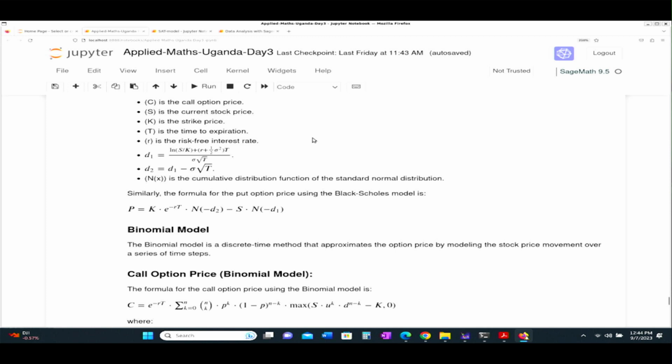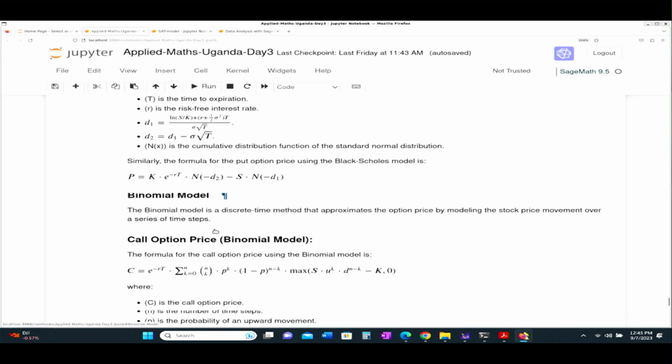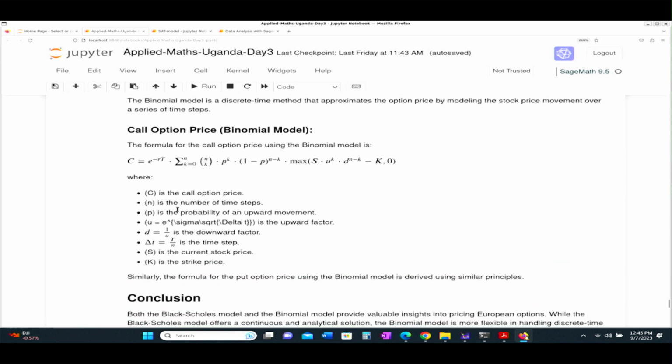If you use what we call the call-put parity, you'll be able to get the put price, right? Financial maths. Okay, so when you use the call-put parity, you have this one. So for the binomial model, this is how it works.